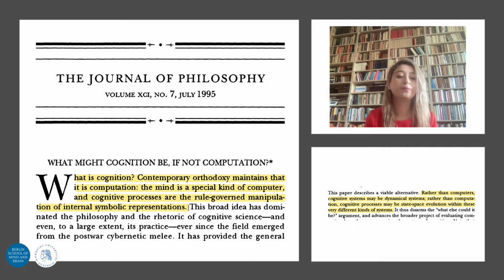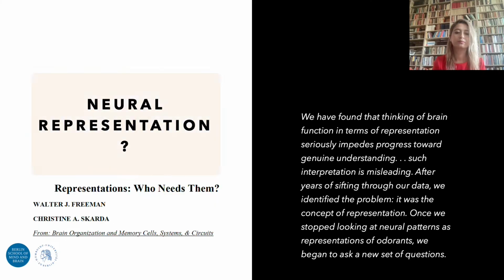Tim van Gelder, in his dynamic hypothesis, offers an alternative to the view of the mind as a special kind of computer and cognitive processes as rule-governed manipulations of internal symbolic representations. He tells us that rather than computers, cognitive systems may be dynamical systems, and rather than computation, cognitive processes may be state space evolution within these very different kinds of systems.